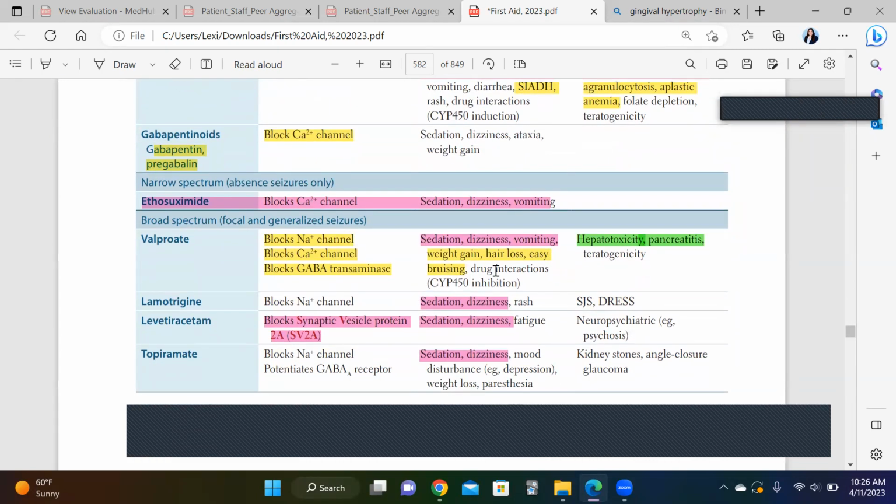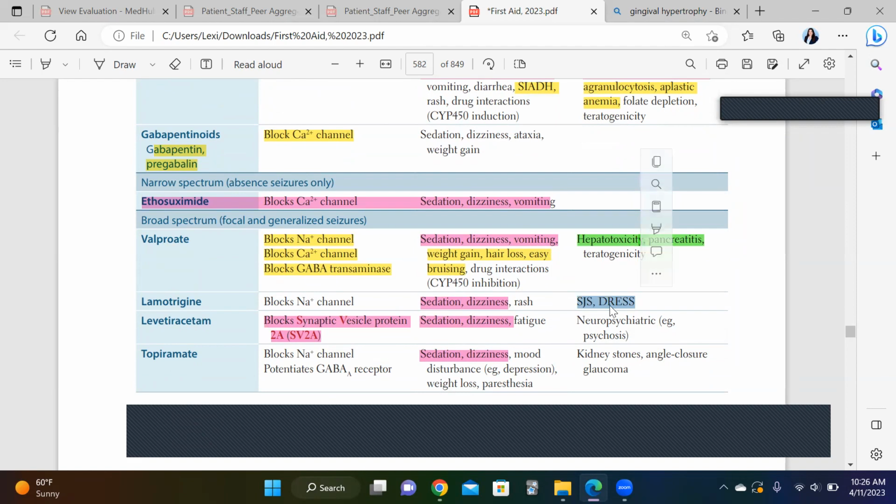Okay, so the thing you need to know about valproate is that it treats both and it causes hepatotoxicity. So sometimes they'll say, someone is started on valproate. What labs should we get? And it's going to be a liver function test. Exactly.